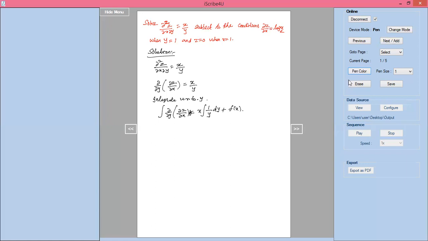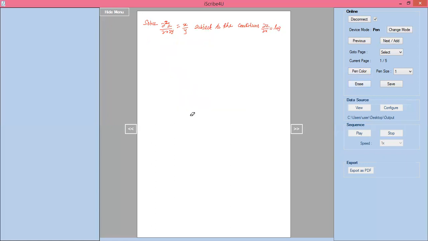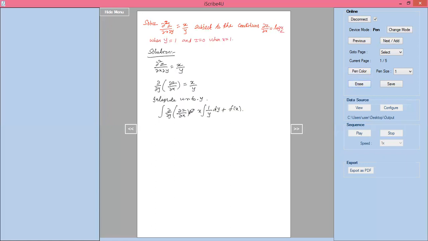Here dy is there. Now dou by dou y of dou z by dou x into dy is dou z by dou x, equal to x into the integration of 1 by y, which should be log y, plus f of x, which is equation number 1. With respect to y I am doing that, which is why I have done it like that.